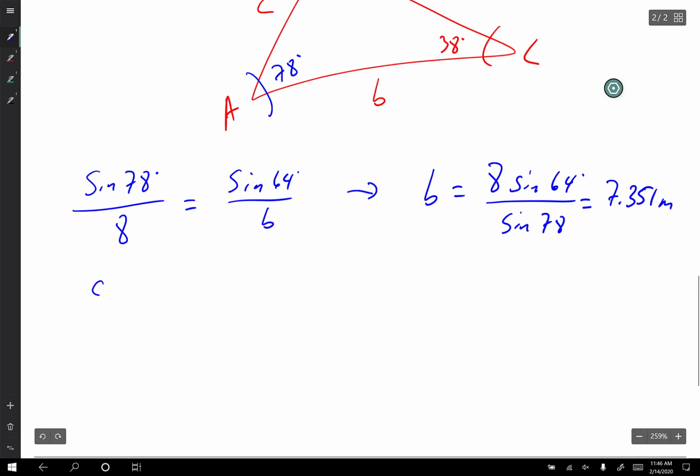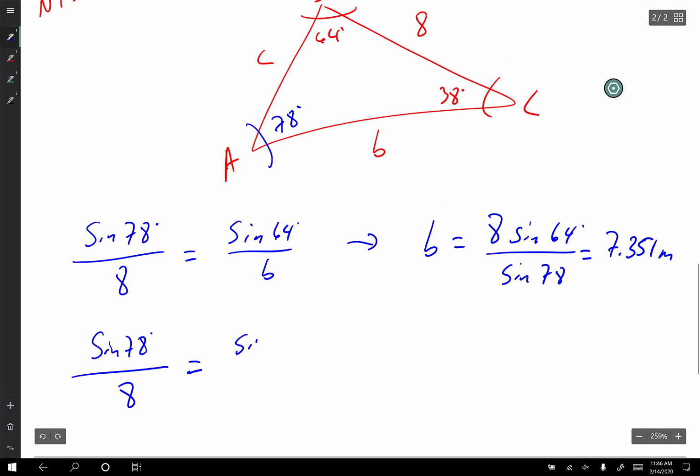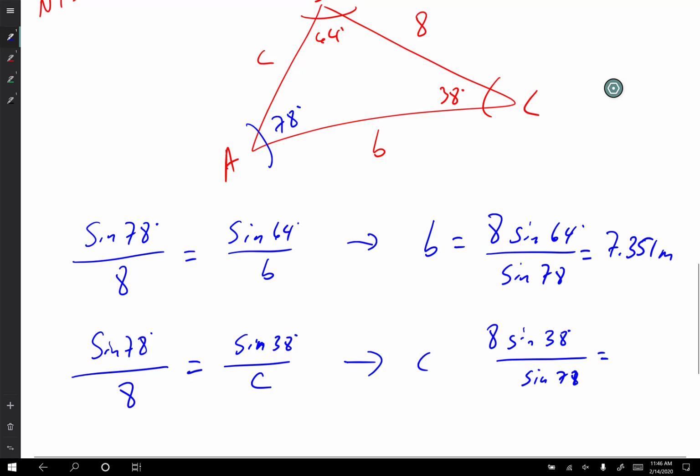All right, let's do the other one. Again, I'm going to start with sine 78 over 8. I'm doing that, Ms. Villacana, because I like integers over decimals that go on forever. This is a perfect number, 8 over sine 78 equals sine 38 over little c. And again, little c is going to be nothing more than 8 sine 38 degrees divided by sine 78 degrees. And we get 8 sine 38 divided by sine 78. 5.035 meters, and there it is.